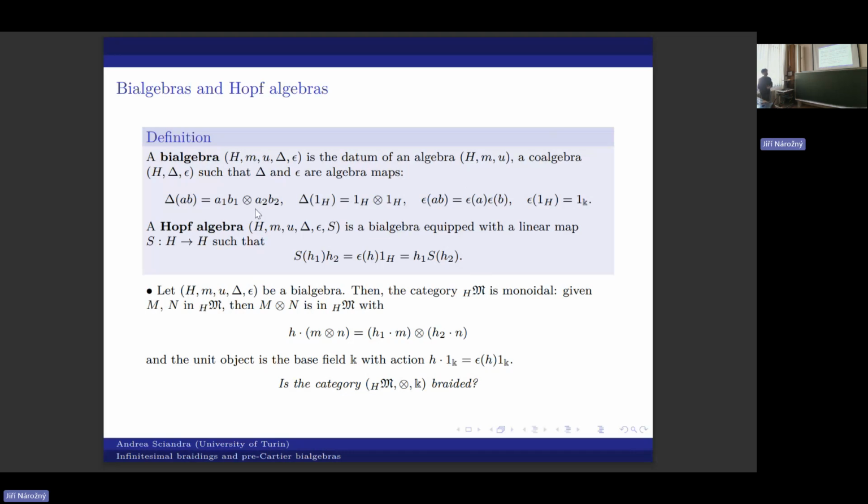A Hopf algebra is just a bialgebra equipped with a linear map S, the antipode, which satisfies this compatibility condition. Again, here h1 and h2 are the coproduct applied on h.